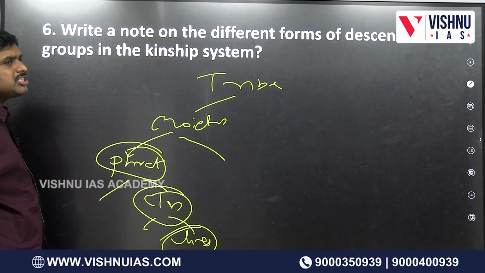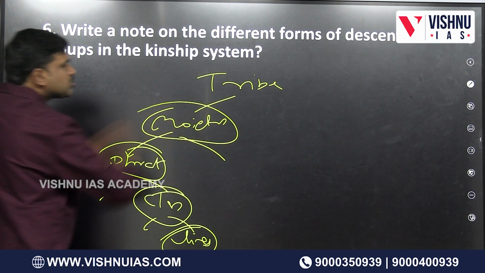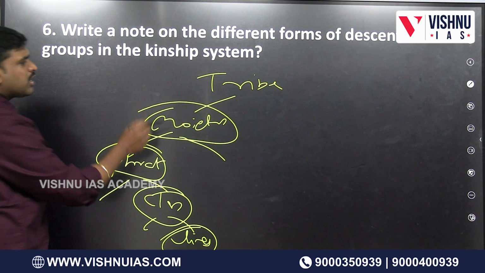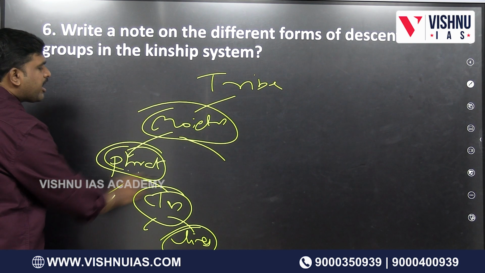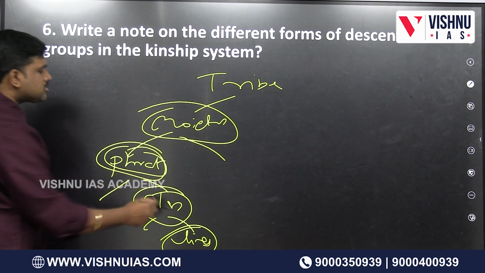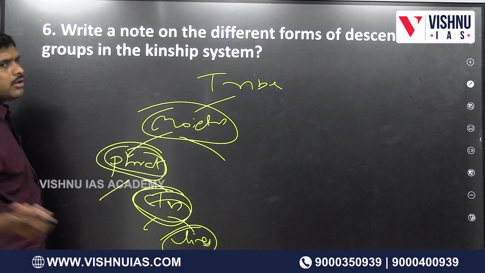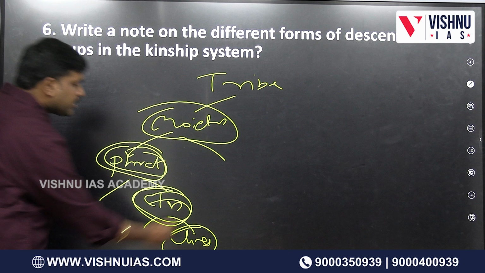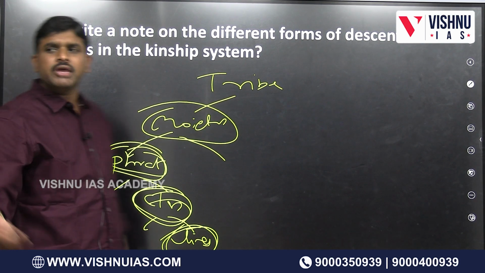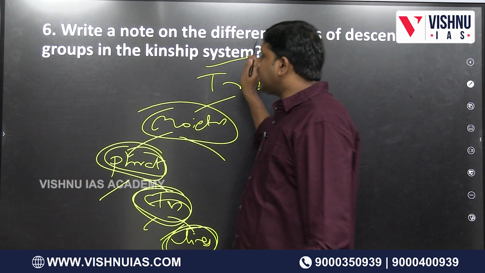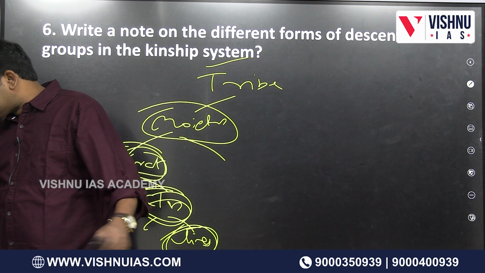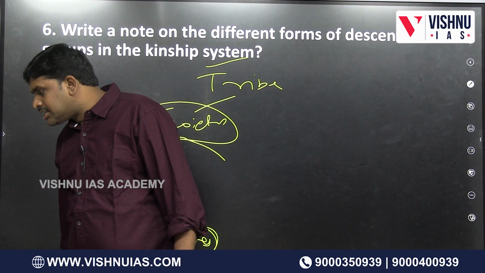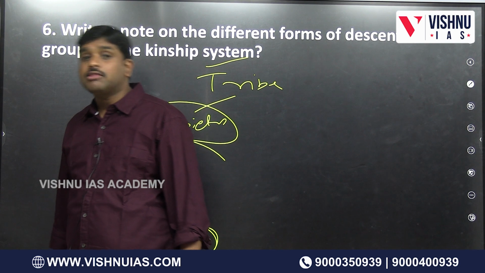If the population is large, then only there will be phratries. If not, every society is divided into moieties. Todas are divided into two moieties. Phratries appear when populations are larger, like the Crow Indians. For clans, as in the Mahabharata, clans are there, and lineages are nothing but Surya Vamsham, etc. These are the different forms of descent in the kinship system. Got it, everyone?